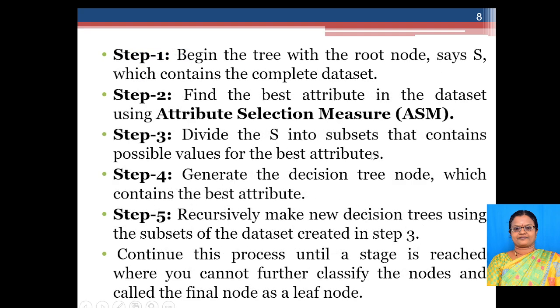Now divide this root node into subsets which contain the possible values for the best attribute. Now generate the decision tree node which contains the best attribute, and recursively make a new decision tree using the subset of the data set created in step 3. Continue all these steps until a stage is reached where you cannot further classify the nodes, and the final nodes are found as leaf nodes. So these are the working steps of a decision tree.